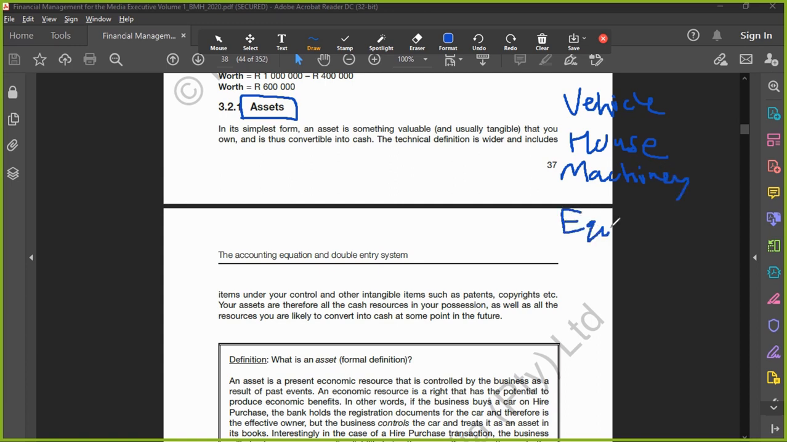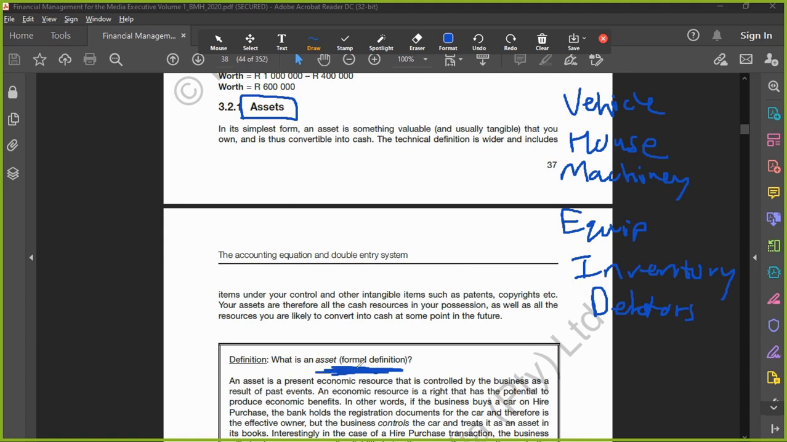Equipment would be considered an asset. Maybe some of you have, let's think about inventory. That would be considered an asset. Maybe you have debtors, something we've seen before. That would be considered an asset. So when looking at assets, there are many different types of assets, but they all meet the formal definition.